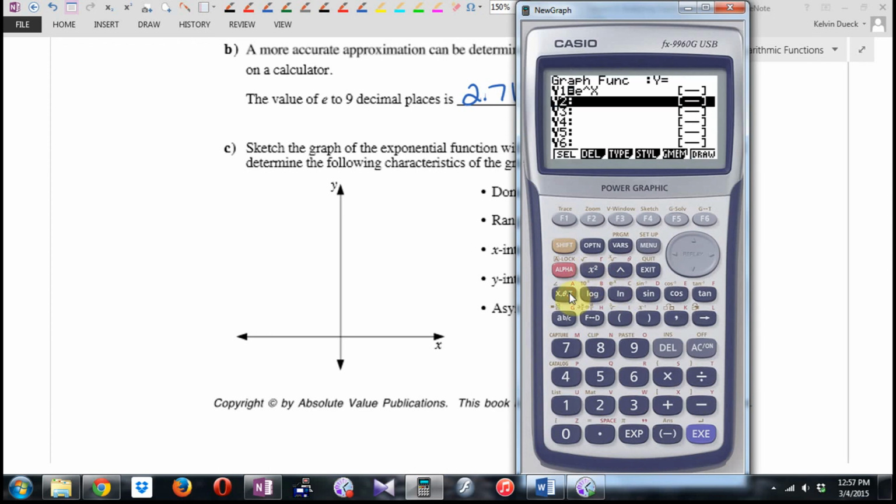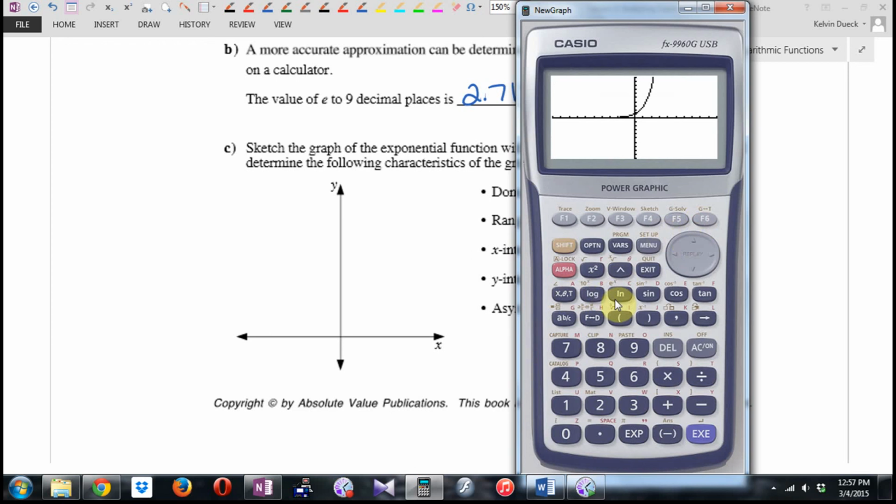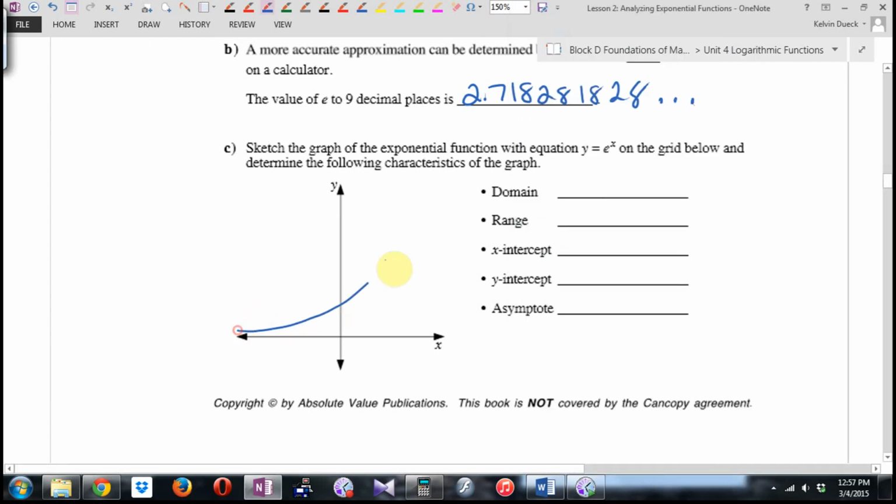Now, before you hit graph, you know what? E, was that a number bigger than 1 or smaller than 1? Bigger. So you know what? It's going to be an exponential function. I guarantee that gets bigger. It goes through 0, 1. It has as its asymptote y equals 0. It has as its domain all reals. It has as its range everything greater than 0, but not touching. It looks like this.